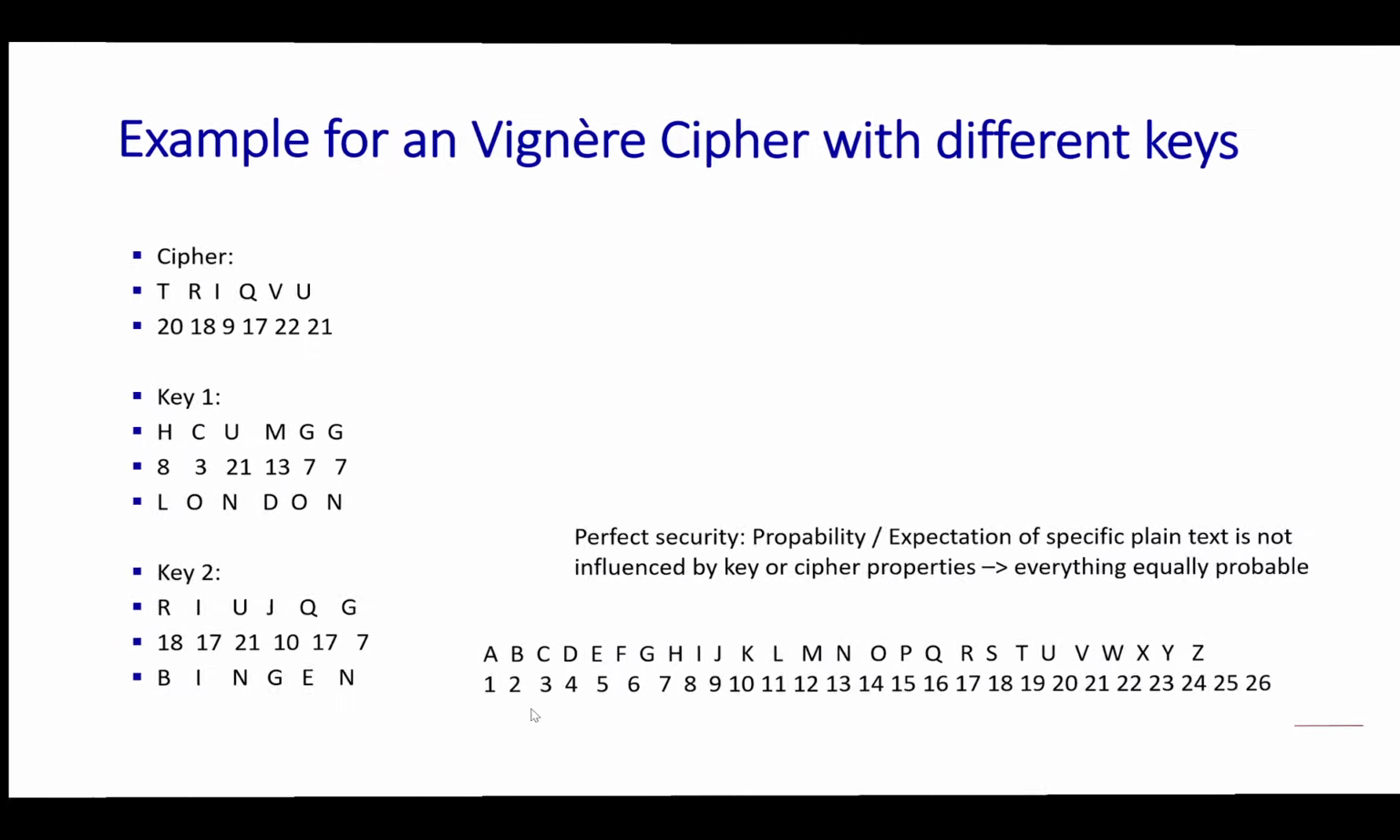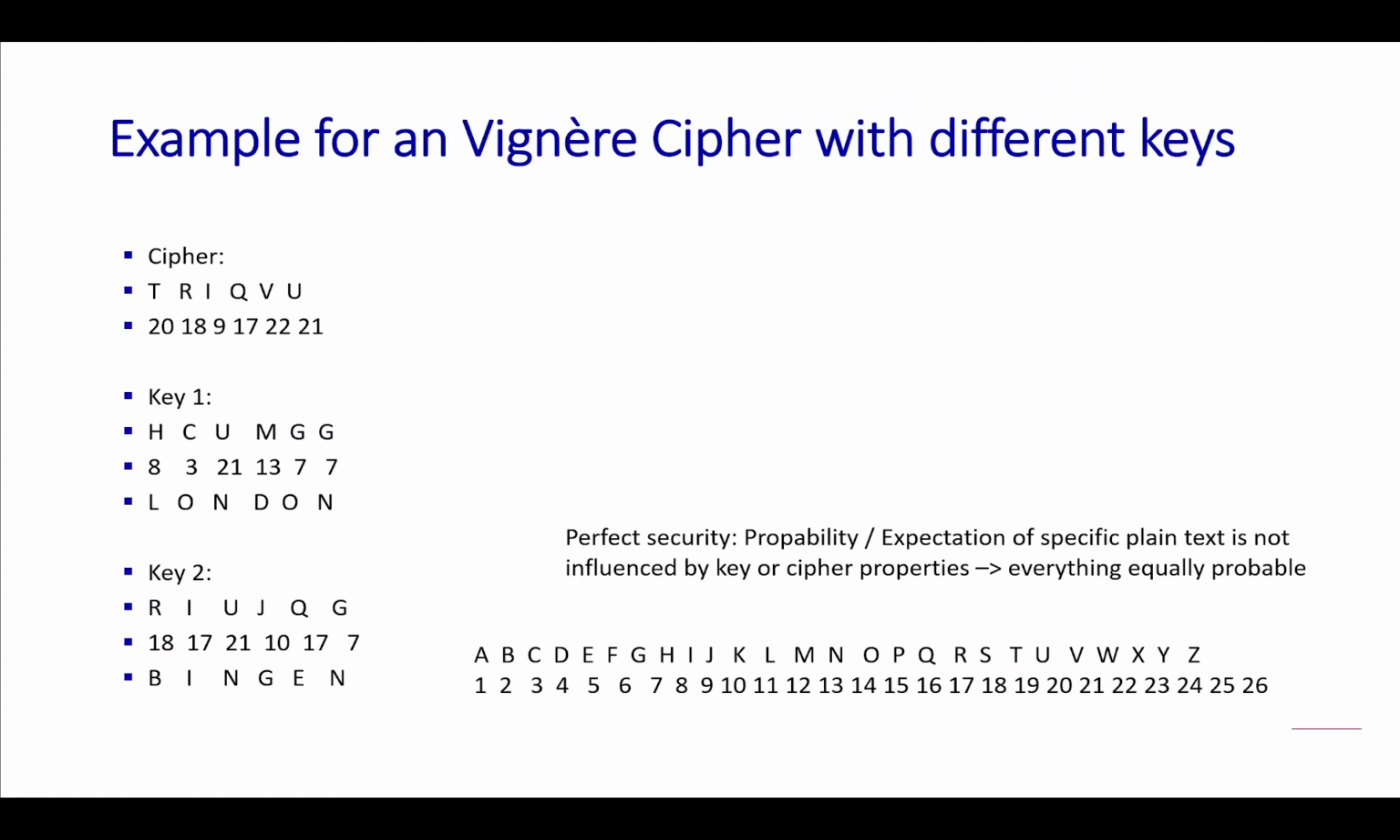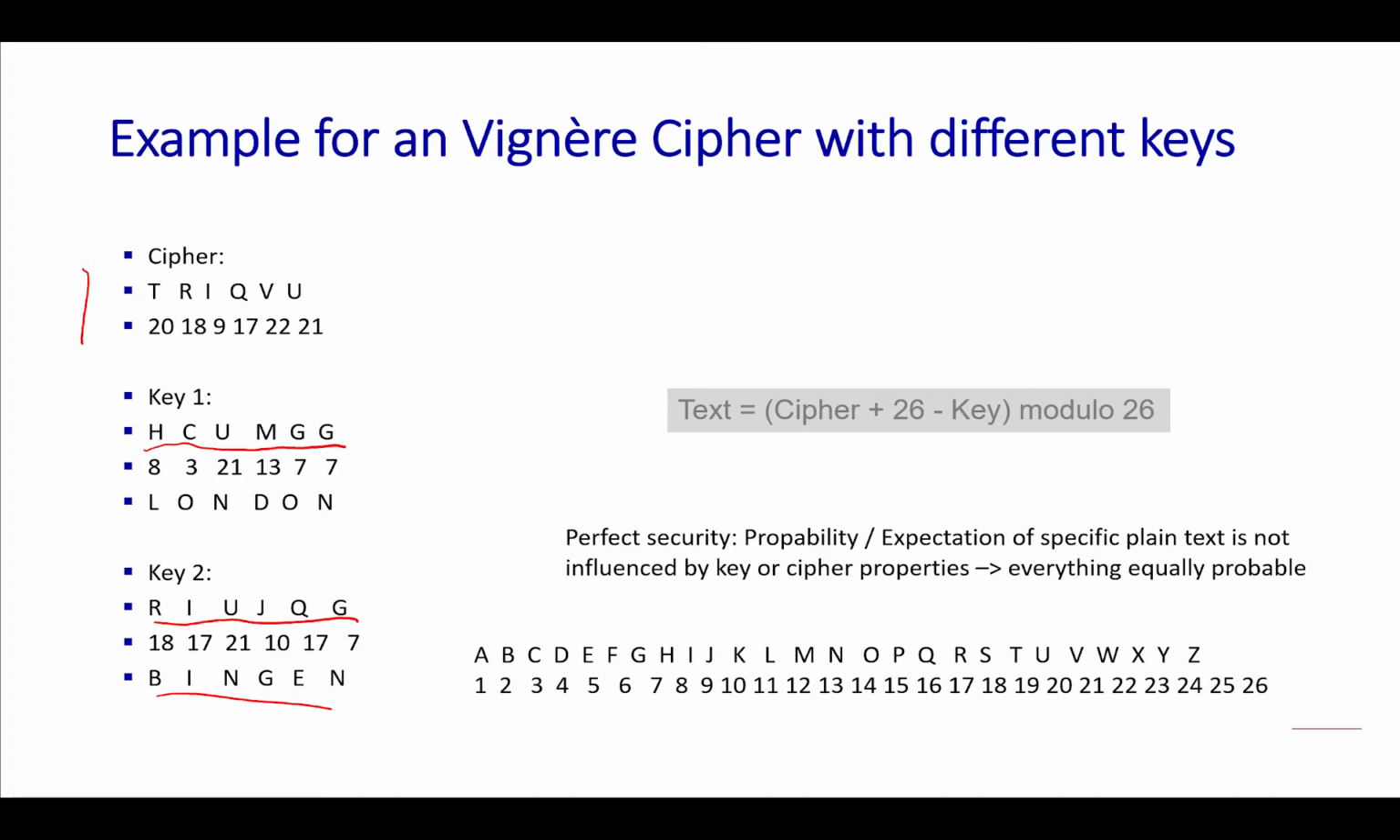Here's another example for the Vigenère with different keys. Let's say this is the ciphertext QVU, and if we apply this key, HCUMGG, then London is the output. If we apply this key, then Bingen is the output. So if we apply this approach, we also always have to count modulus 26, so that we stay in the realm of letters, characters.